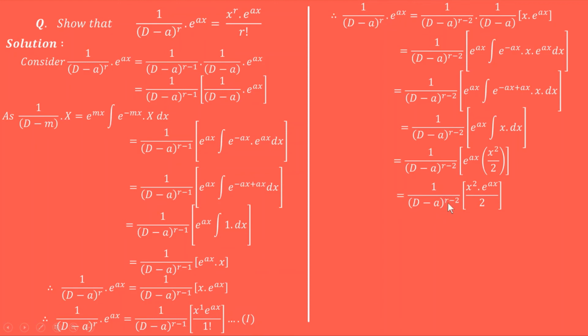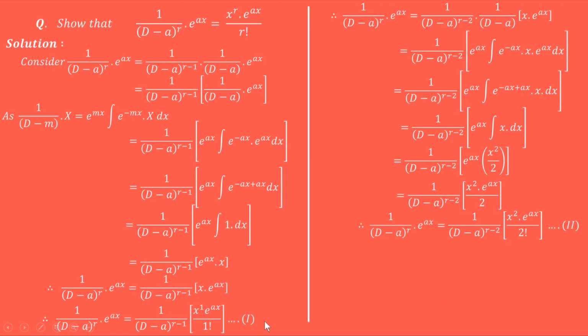Similarly, we get 1/(D-a)^r e^x = 1/(D-a)^(r-2) times x^2 e^x / 2!, where you can write this 2 as 2 factorial. This is equation number 2.